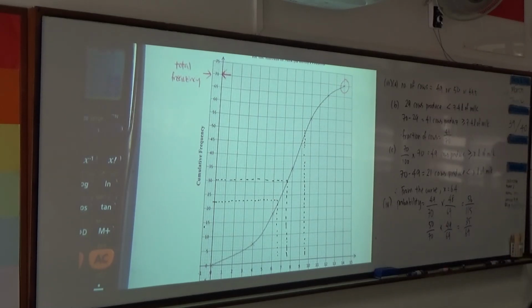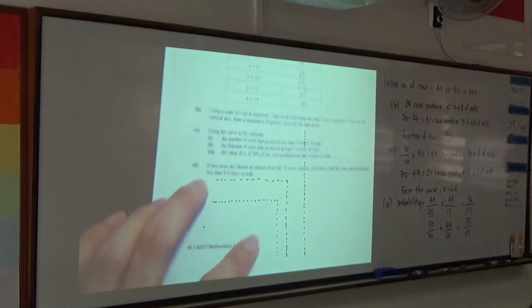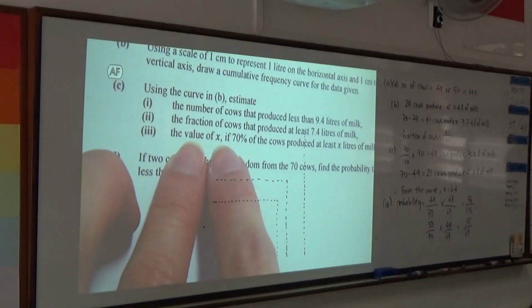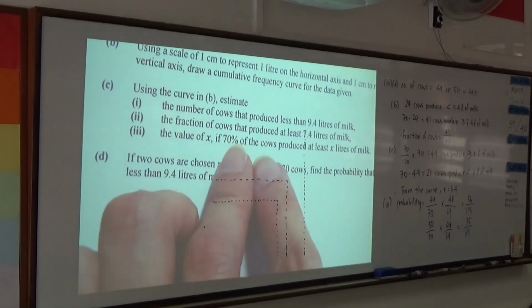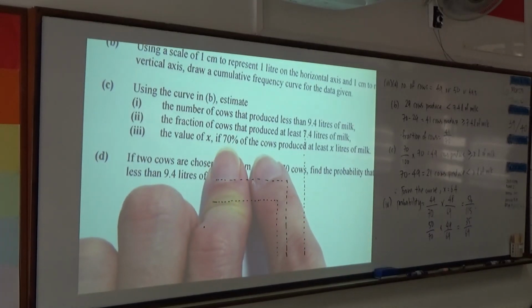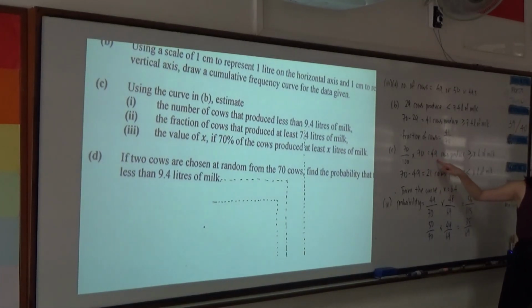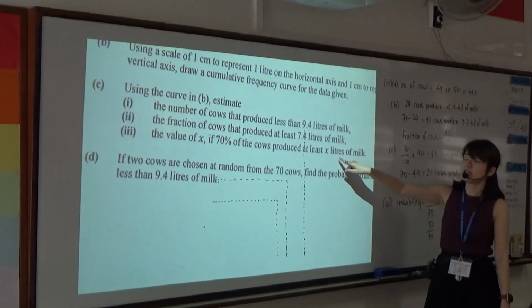Okay, yep, Jasper. You don't get this part 4? This part C? Okay, so part C, just read the question. We want to find the value of x if 70% of the cows produce at least this amount. So we first find how many cows this 70% is. 70% out of the 70 cows is 49 cows. In other words, 49 cows produce at least X liters of milk.